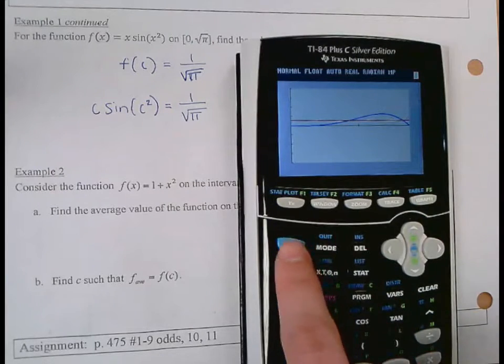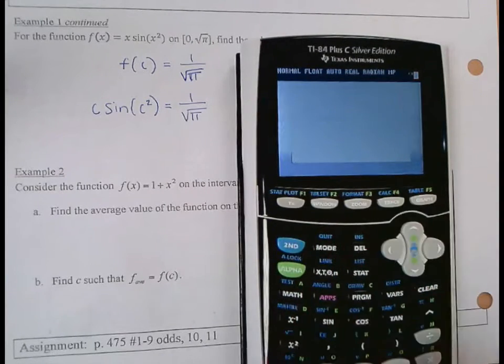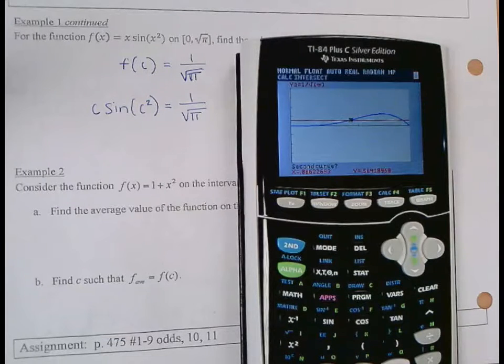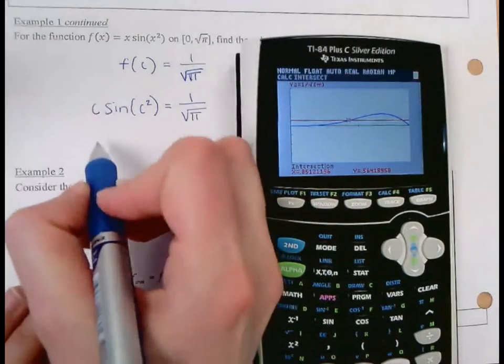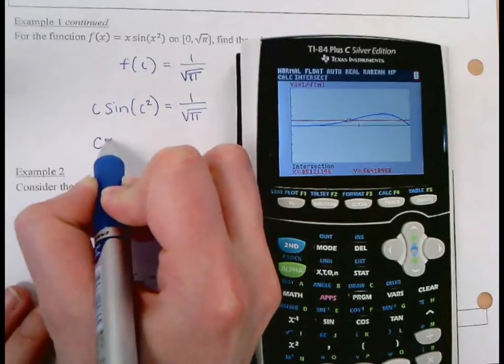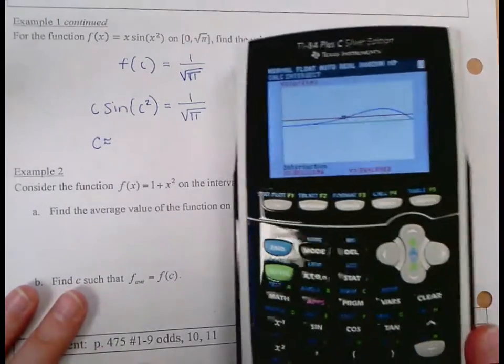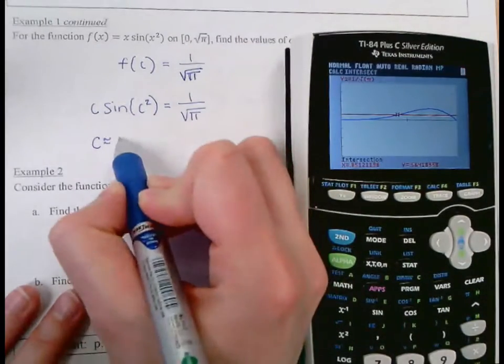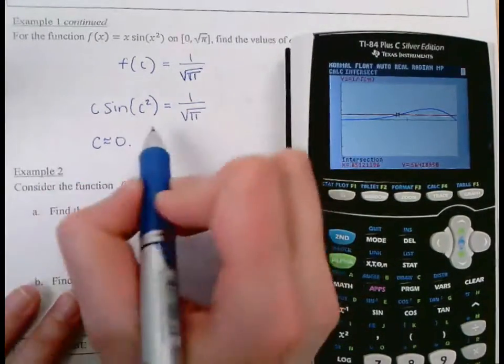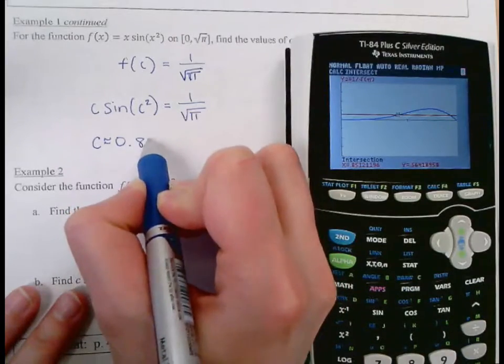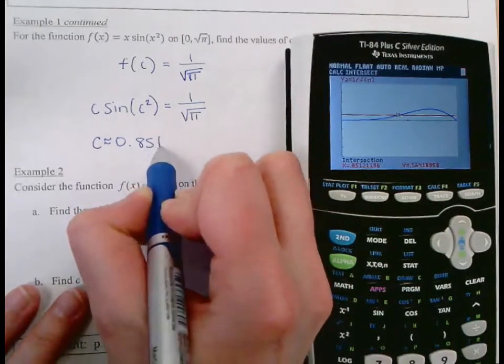Just as a review, go to second trace for the calc menu. Option 5 is intersect. It'll ask first curve and second curve. Just make sure your cursor is closer to the intersection you're trying to find. And round to 3 decimal places. So 1 occurs when c is approximately 0.851.